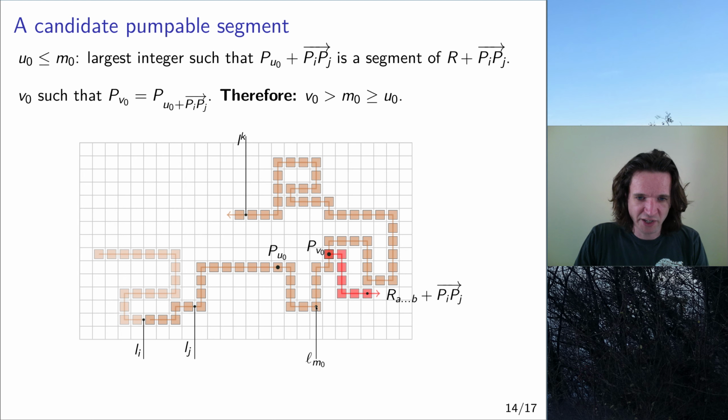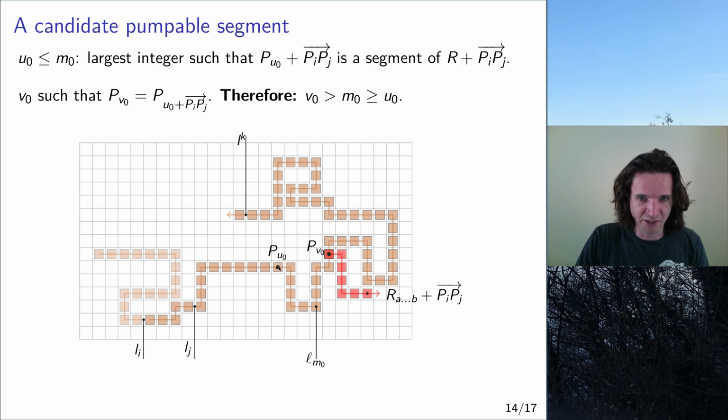And that's actually an important remark, because it allows us to show that there's another tile Pu0 here, actually the translation backwards of Pv0, the translation by PjPi of Pv0, which is of the same type as Pv0. And that gives us our initial pumping segment.